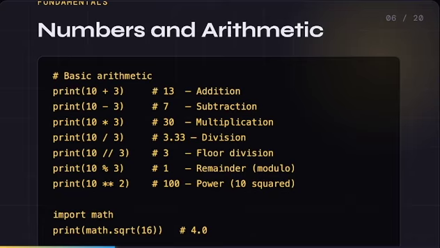Double asterisk means to the power of. Python also has a built-in math module with more advanced functions like square root. Just type import math at the top of your file to use it.